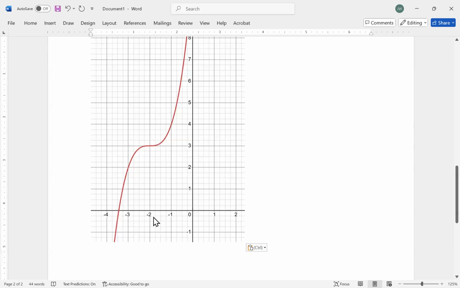Notice that the point at which this flattens out looks to be the point -2, 3. So we've shifted left 2 and up 3. Now, if we start here and move 1 to the right, 1 up, it does in fact look like it's going through that point as well.